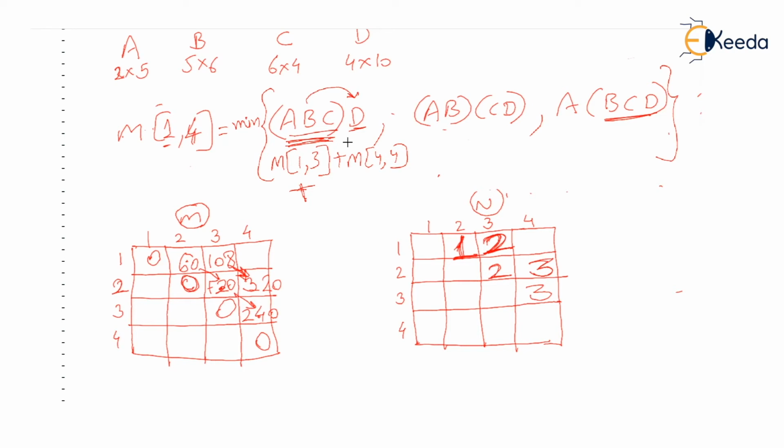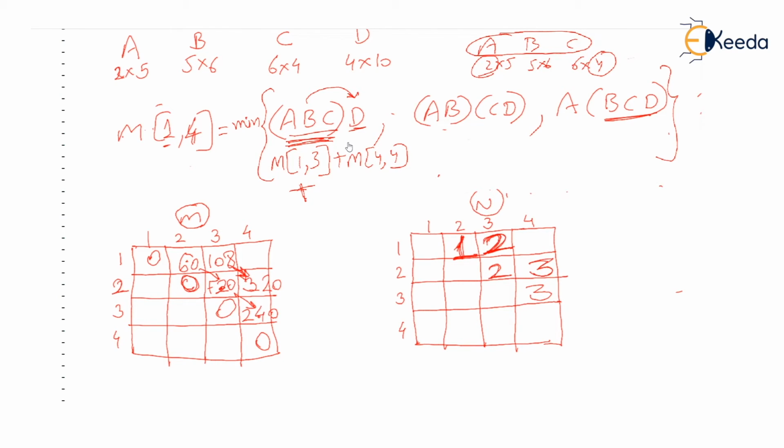Yes, ABC will be 2 cross 4, isn't it? I'll write in rough here. ABC, listen, A is 2 cross 5, B is 5 cross 6, C is 6 cross 4. So after completing ABC multiplication, you will get 2 rows and 4 columns, correct? So ABC will be 2 cross 4.